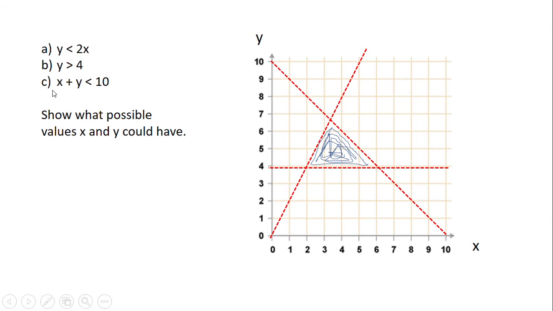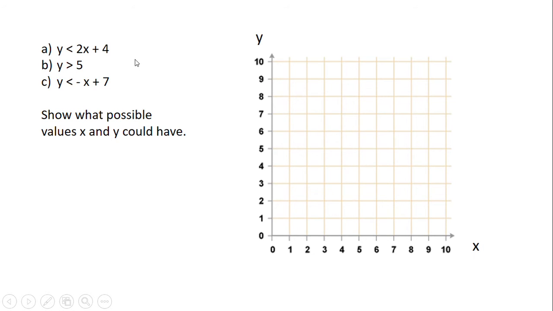So draw the line first. So draw the line for y equals 2x. This is the line for y equals 2x. Y is smaller than 2x is below that line. Y is smaller than 2x plus 4.